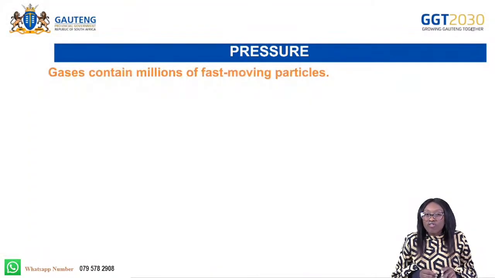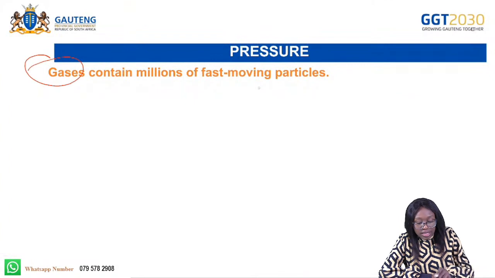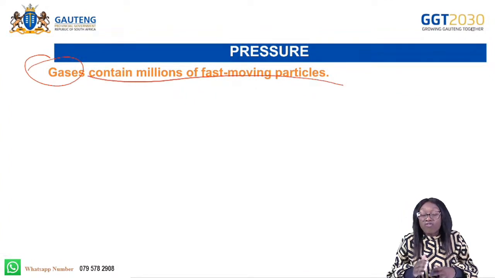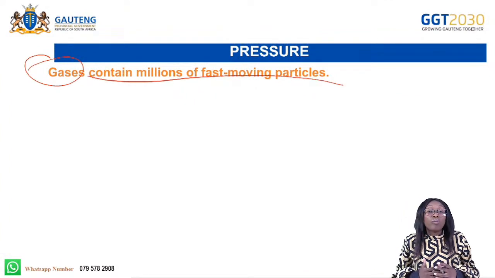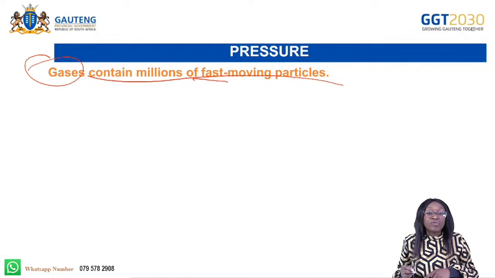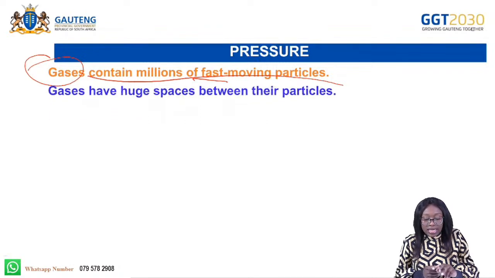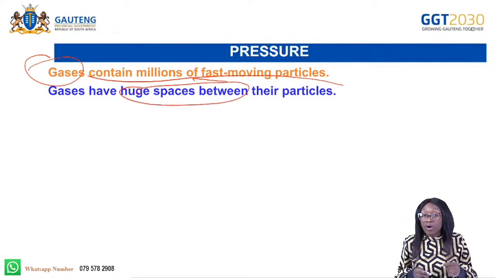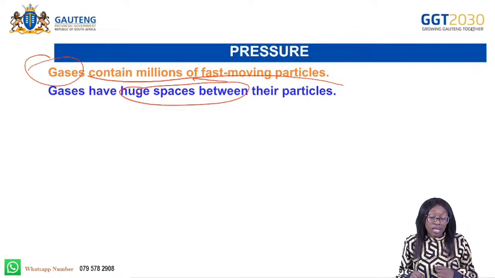So far we learned about gases. They contain millions of fast-moving particles. Remember, all particles are in constant motion, but gas particles are moving fast. They are moving everywhere, past each other, over each other, filling up the entire space. Now, gases have huge spaces between their particles. That's why they are less dense than solids and liquids. They have big spaces between their particles.